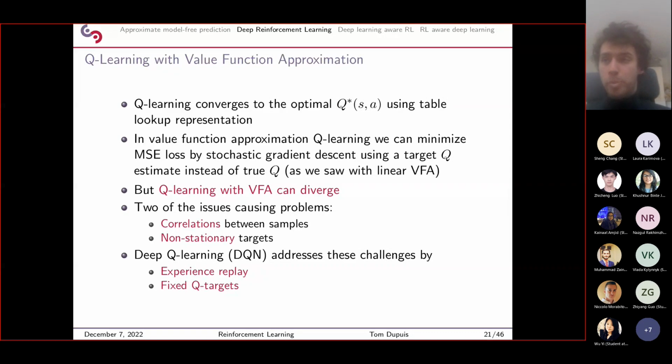The most important ones are correlation between samples and non-stationarity of targets. So what is correlation between samples? Remember, when you do Q-learning, you update your table every time you have a new sample, every time you have a new state, action, reward, state tuple. You act in the environment, receive a new action, reward, and state. You store that, and then you use that to update your Q value directly. That's what Q-learning is.